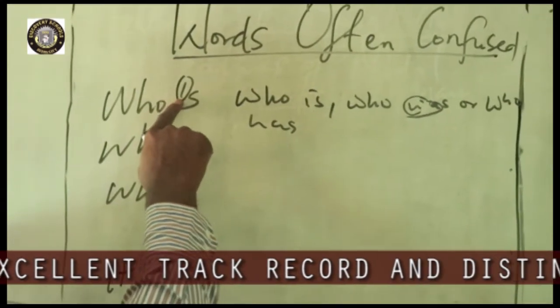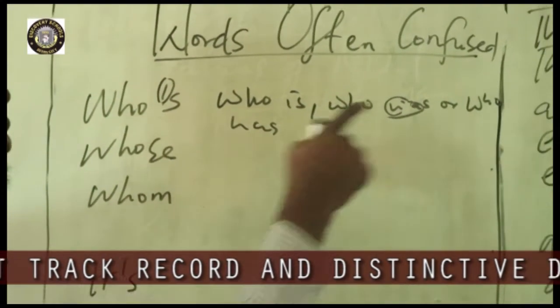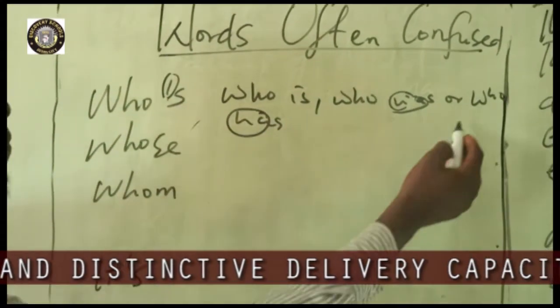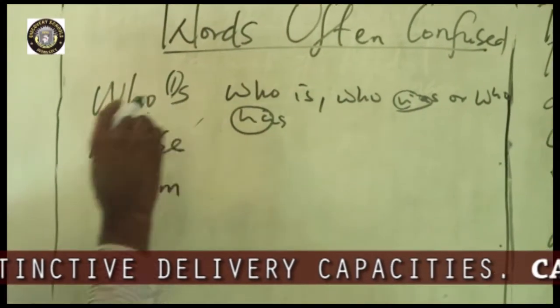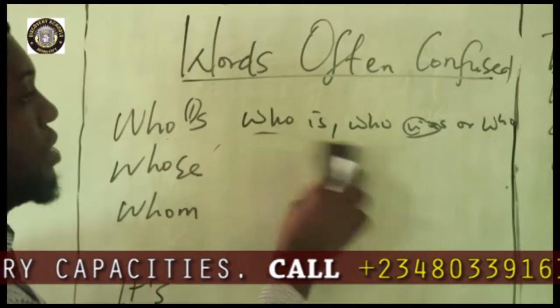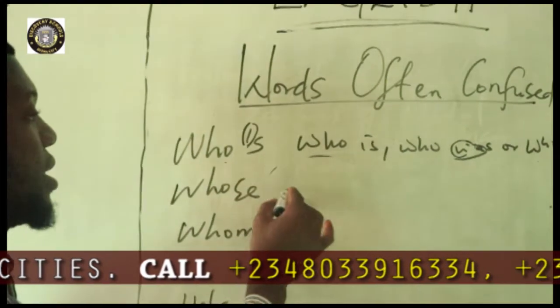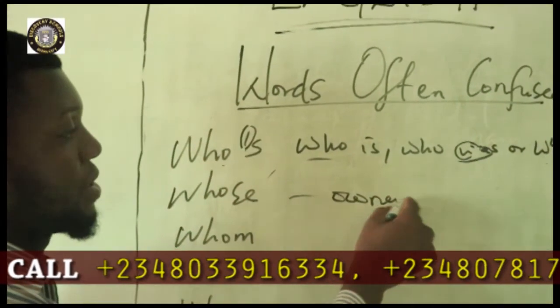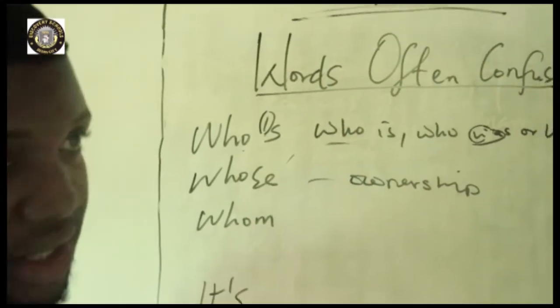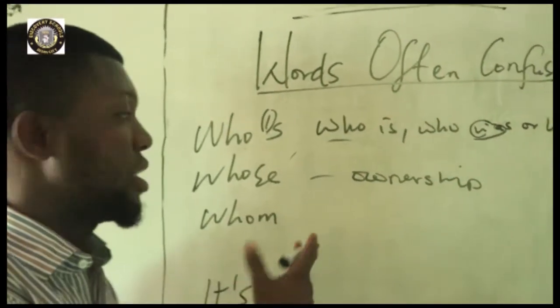Apostrophe indicates an omission. We still have who's. And then when we have who has, if we remove the HA, we put an apostrophe, we have who's. That's where we get this who's. Is that okay? Very good. Now, for the second case, whose, this shows ownership. So we're talking about someone owning something or something belonging to someone, you make use of the word whose.